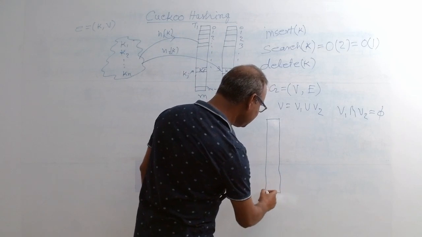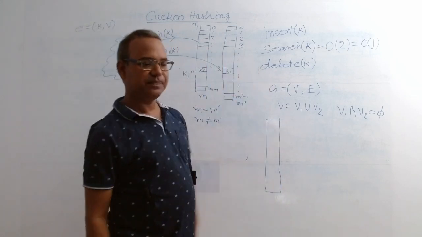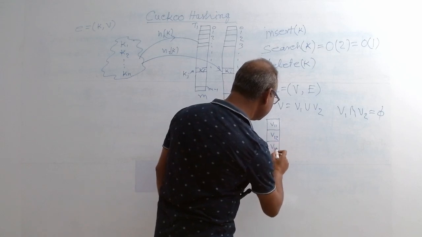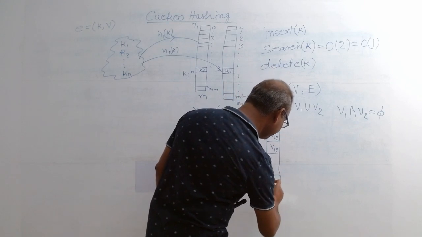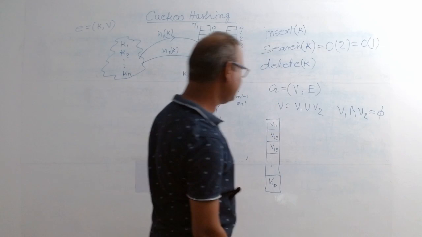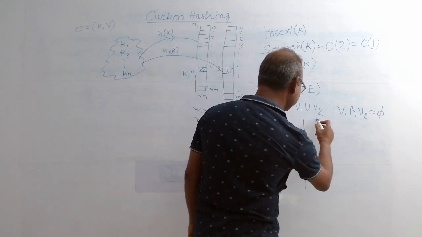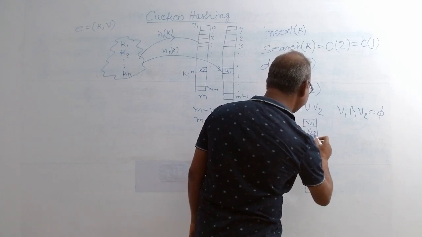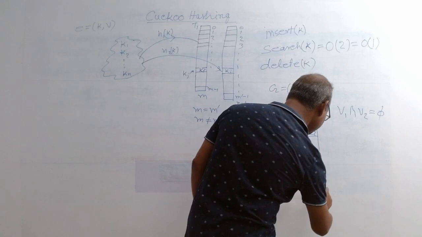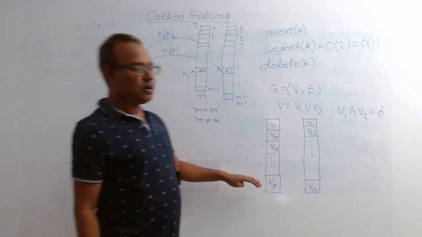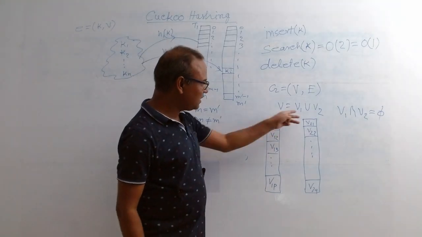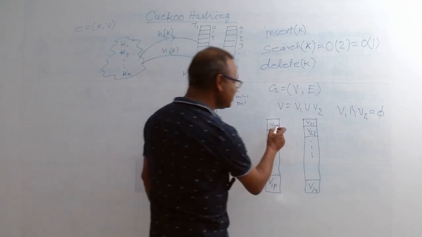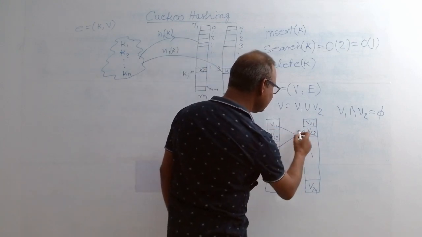Elements in V1 will not have any edge between them. Let's say V1 contains V1 1, V1 2, V1 3 in this way, P number of vertices, and there are Q number of vertices V2 1, V2 2, up to V2 Q. So the condition of a bipartite graph is that the vertices inside V1 will not have edges, and vertices inside V2 will not have edges between them. So all the edges are from V1 to V2, in this way.